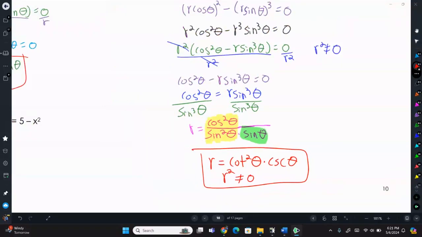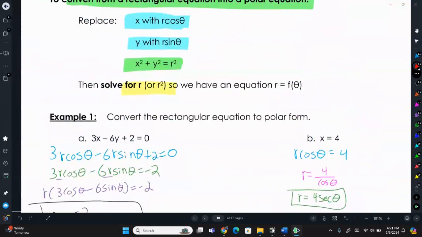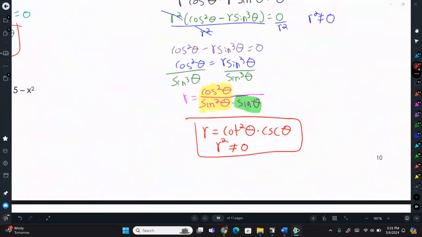So the process isn't difficult. You just have to remember your conversions from up here, and then just simplify as far as you can go.